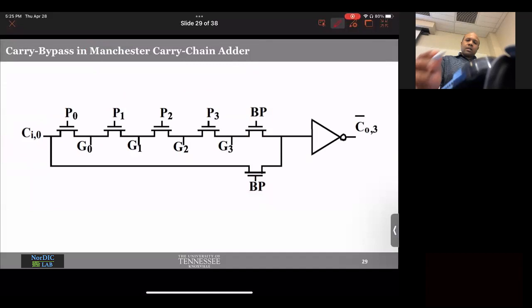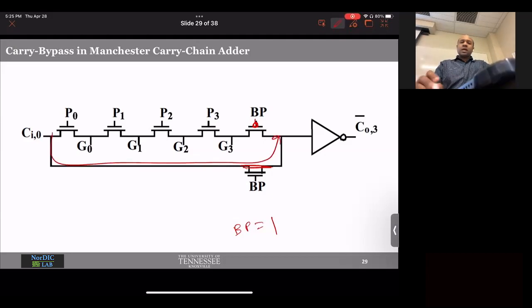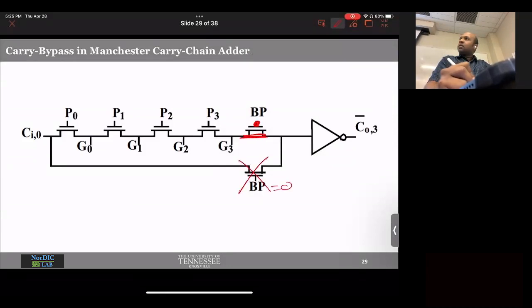Now, there is one other parallel branch as you see here. If bypass is 0, okay, again, these textbooks often have an issue. So this should be a PMOS. Okay, you see the point? When bypass is 1, then this NMOS is on and it will just bypass this all the way to the input. But when bypass is 0, remember, this is a PMOS. When bypass is 0, then this guy is off, but this PMOS is on.